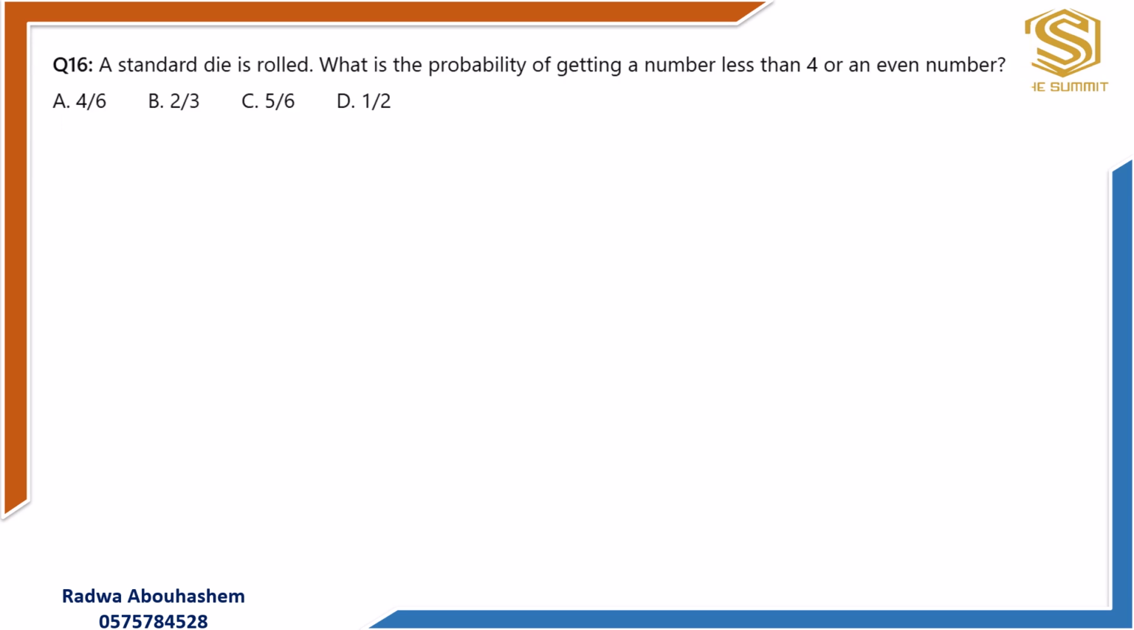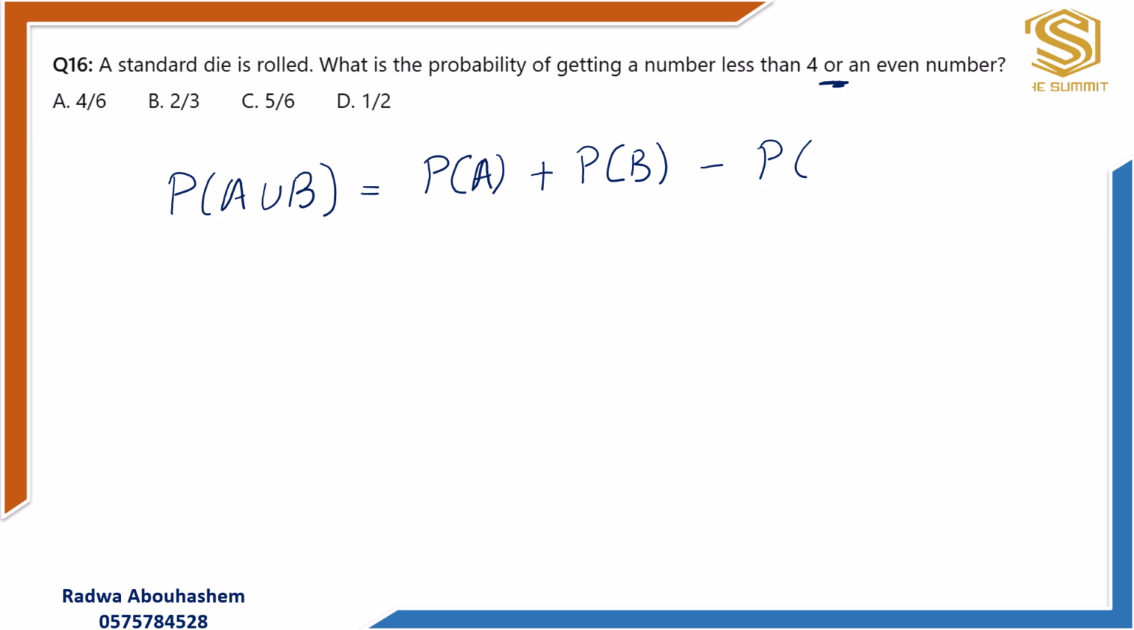A standard die is rolled. What is the probability of getting a number less than 4 or an even number? This is a union, right? What is the rule of the union? The probability of A union B equals the probability of A plus the probability of B minus the probability of the intersection. What is the probability of A? How many numbers are less than 4? It's 3, so it's 3 over 6.